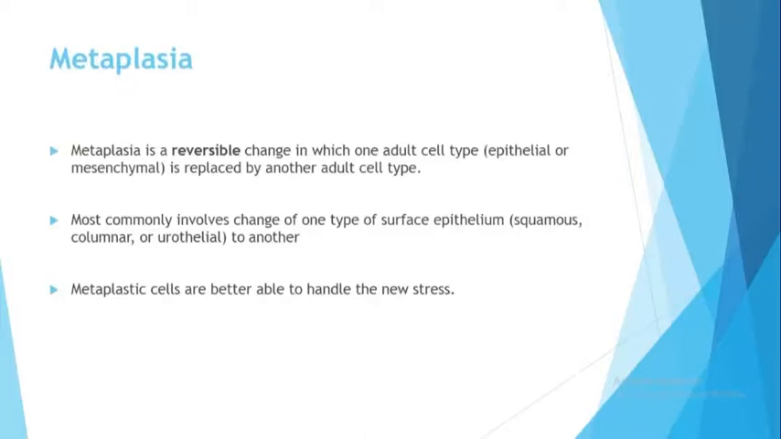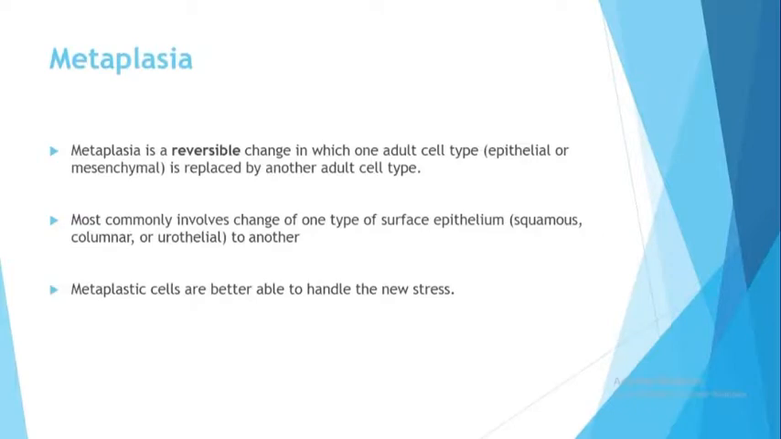The last adaptation process that we're going to discuss is metaplasia. And metaplasia is defined as a reversible change in which one adult cell type is replaced by another adult cell type, and it most commonly involves changes of one type of surface epithelium to another type of surface epithelium. However, it can occur in epithelial cells and it can occur in mesenchymal cells as well. And we have three types of surface epithelium in our bodies: squamous epithelium, columnar epithelium, and urothelium or transitional epithelium that lines the urinary tract.